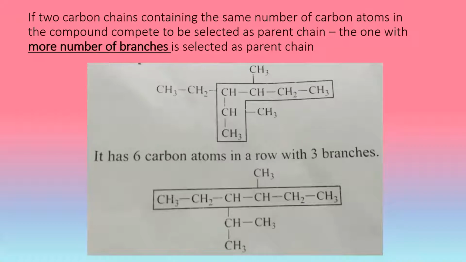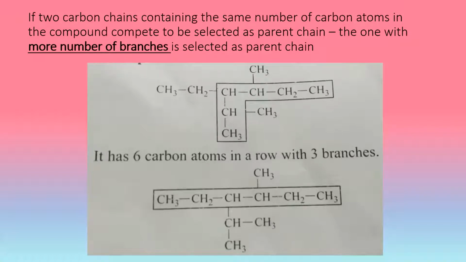Now, if two carbon chains contain the same number of carbon atoms in the compound, you are in a dilemma about which one to select as the parent chain. In this case, whichever has more branches, or more substituents attached to it, will be selected as the parent chain.